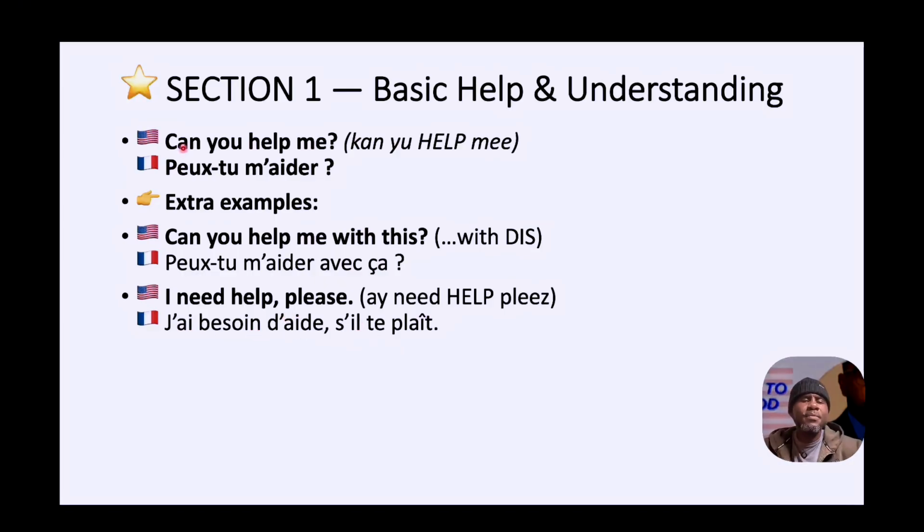Let's start over. Can you help me? Peux-tu m'aider? Pouvez-vous m'aider? Can you help me with this? Peux-tu m'aider avec ça? I need help, please. J'ai besoin d'aide, s'il te plaît. Ou bien, j'ai besoin d'aide, s'il vous plaît. Practice these questions until you get it right.